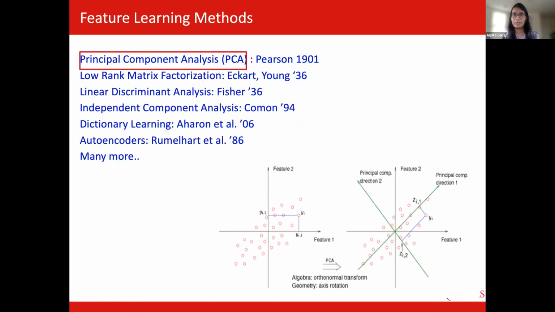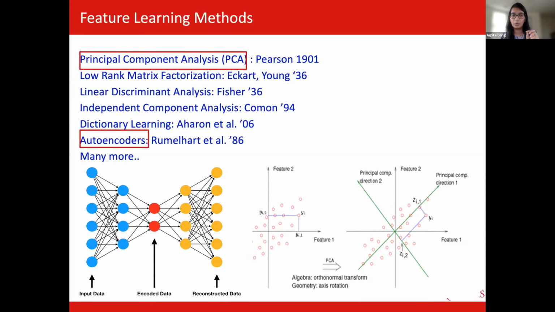In this talk, I'll be focusing specifically on principal component analysis, which performs an orthogonal transformation on the data such that the resultant features are uncorrelated. And the work I am going to present also has application in autoencoder training. So I'm briefly going to touch on that point later in the talk.